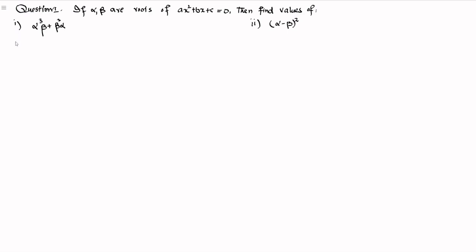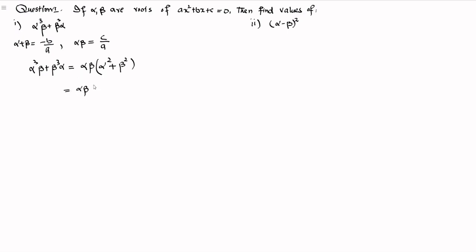We know that the sum of the roots, alpha plus beta, is equal to minus b by a, and the product of roots, which is alpha beta, is equal to c by a. Now consider the given alpha cube beta plus beta cube alpha. We will take alpha beta common from the terms. So here we are left with alpha square, and here we are left with beta square.